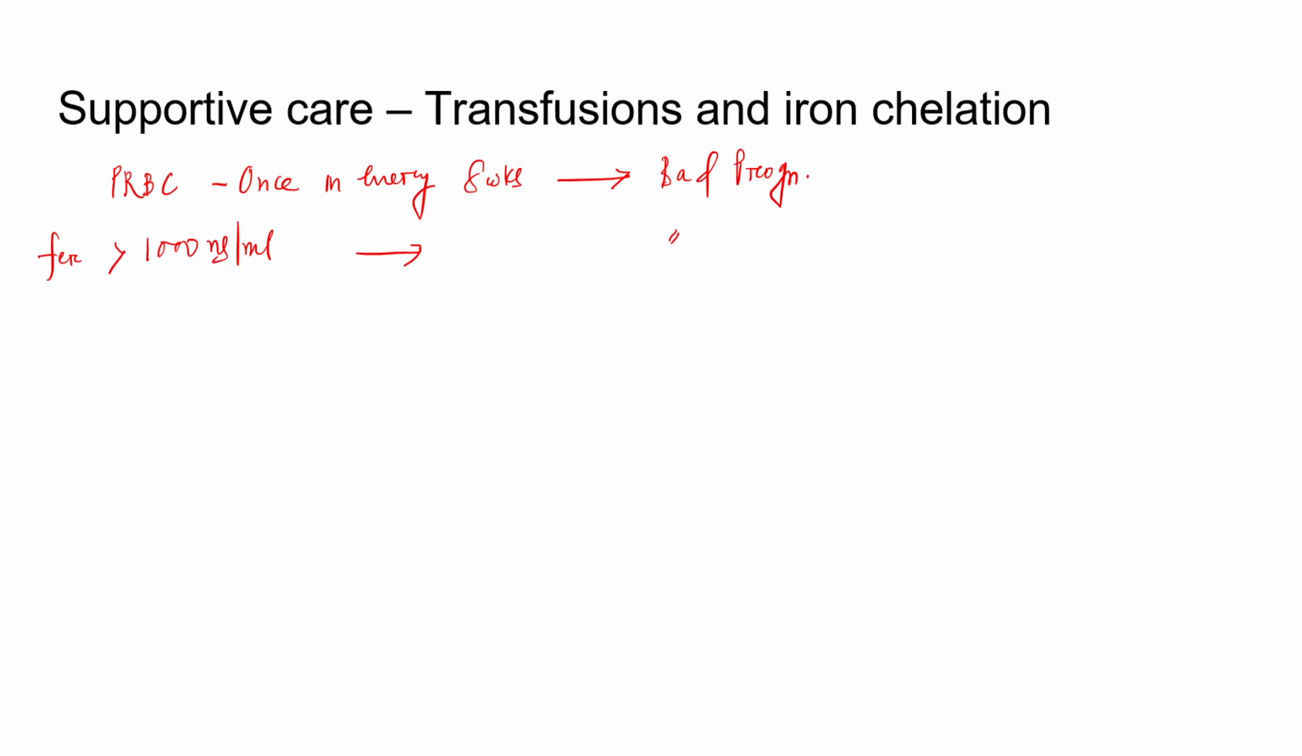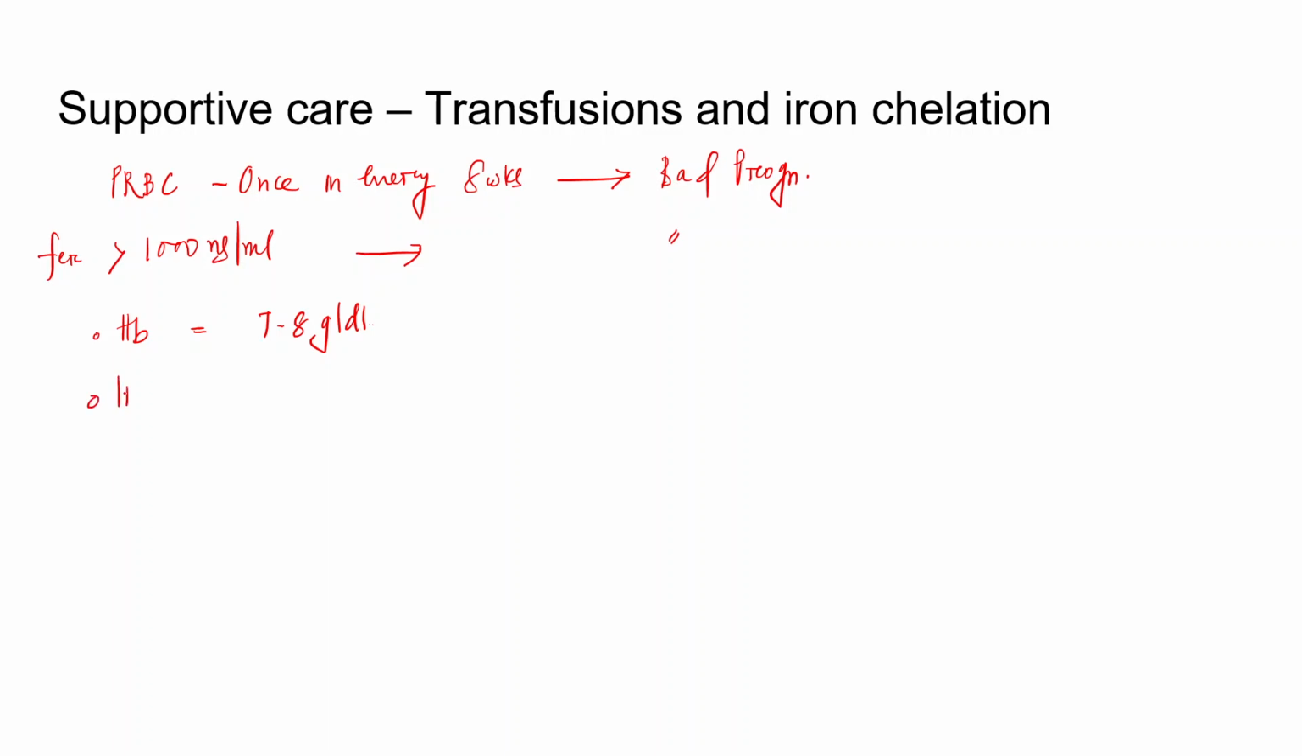The target hemoglobin to be kept through transfusion is around 7 to 8 gram per deciliter. Maybe higher if the patient has additional cardiopulmonary disturbances. Then we may target a higher hemoglobin level. Otherwise, in all patients you can target hemoglobin of 7 to 8 gram per deciliter.